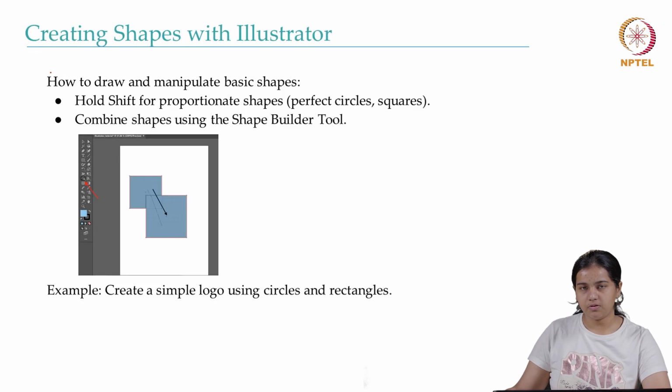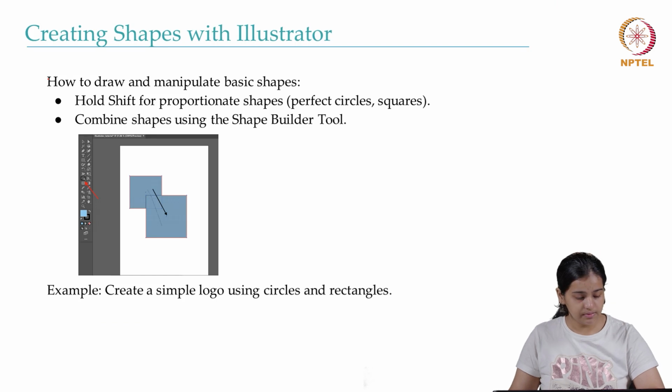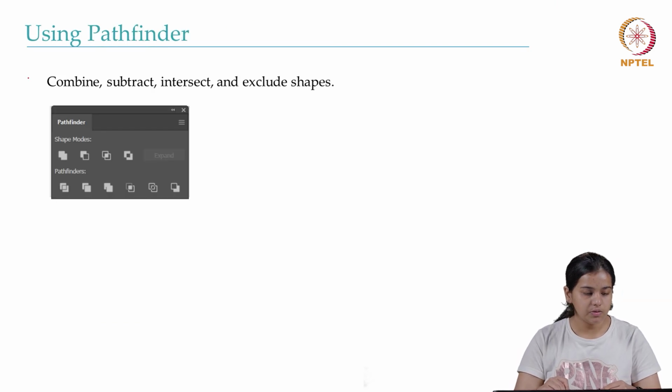Moving on to the shape tools, you can just click on the tool, drag and make your shapes. If you want to make your shapes uniform, you can click on the artboard, hold the shift button on your keyboard and drag. It will create uniform shapes like squares, equilateral triangles or circles. Using Pathfinder, you can use different shape modes like combine, subtract, intersect or exclude on the shapes.